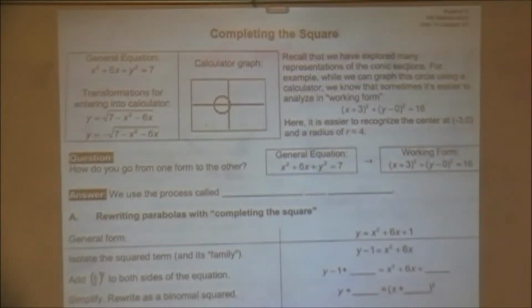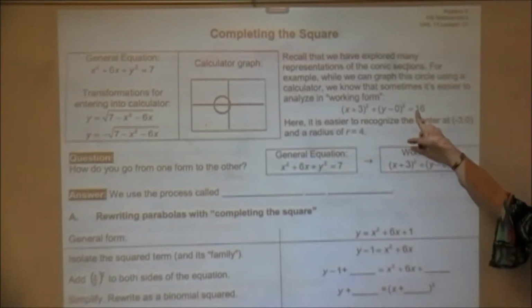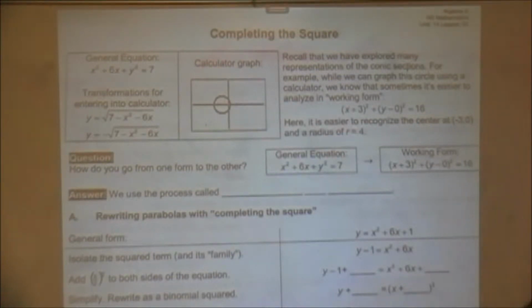So the general equation on the left, what you just used to plug into your calculator, that's one form, but we have found in the last couple of days that in order to graph and everything else, this form is easier for us to use. Because if we have it in this form, what do we know? Center point. You know the center point and you also know the radius.